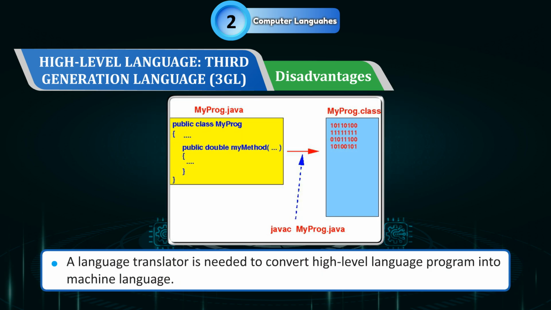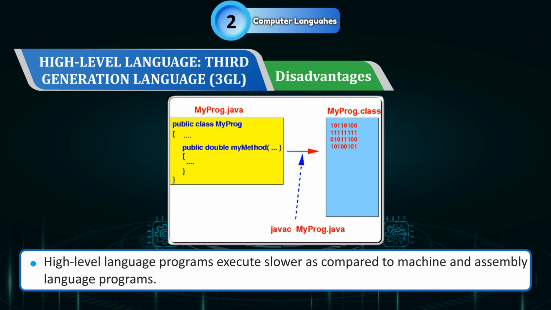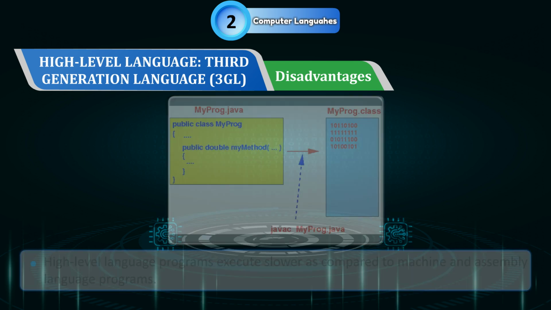Disadvantages. A language translator is needed to convert high-level language program into machine language. High-level language programs execute slower as compared to machine and assembly language programs.